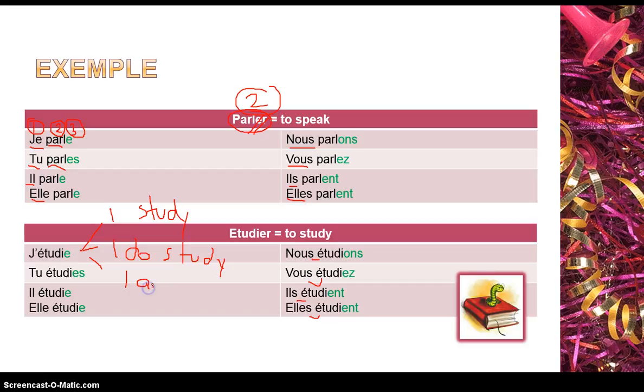Okay, I study, I do study, I am studying. You need to be able to tell me the three meanings of each conjugation. The tu form will be you study, you are studying, you do study. He studies, he does study, he is studying. Notice there is no separate word for do, there is no separate word for am. Okay?